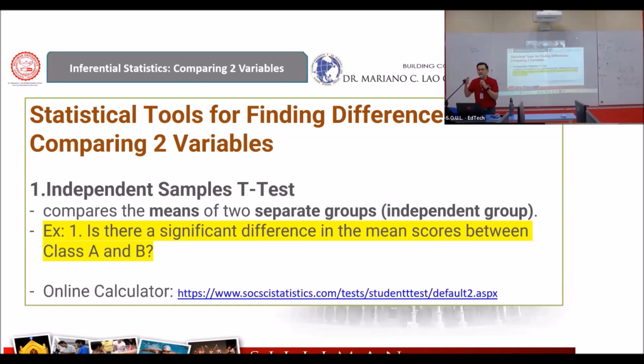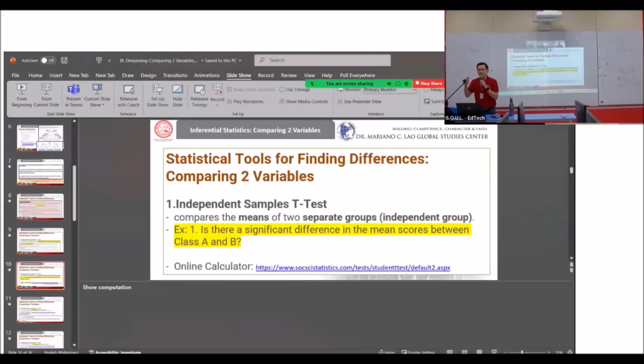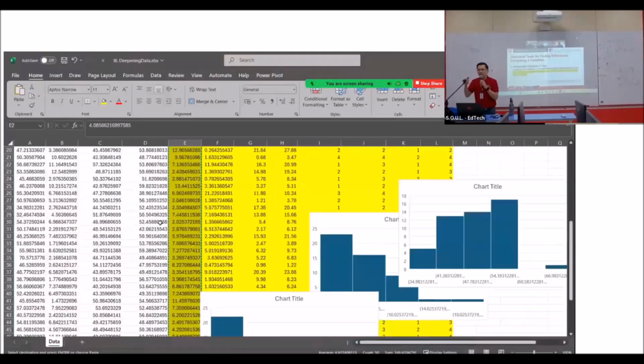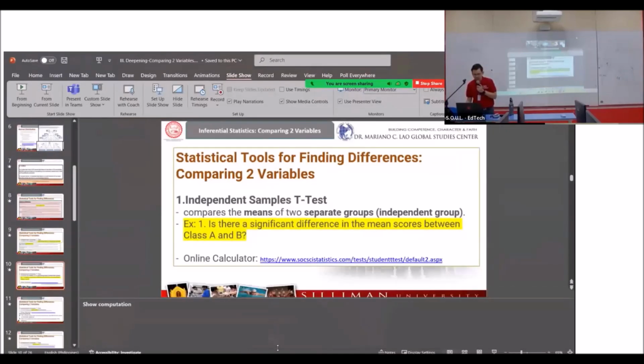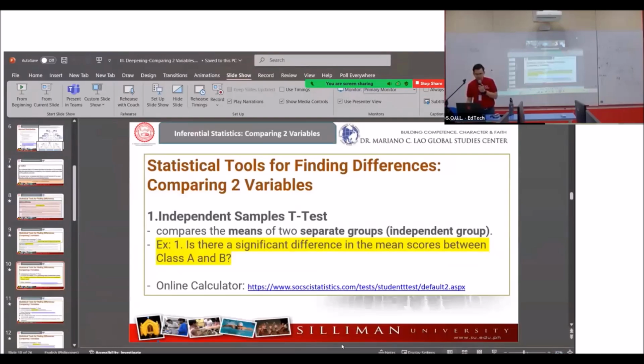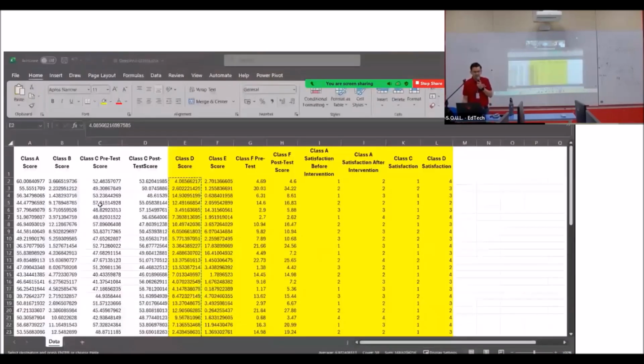Now, for the online calculator, let's use Social Science Statistics. It's more accurate and easy to understand compared to Stat. Okay? Let's use our data that I told you to download. Let's use this data. The problem was class A and class B. Let's try to look at class A and class B. Where is class A? Here is class A. This is also class B.